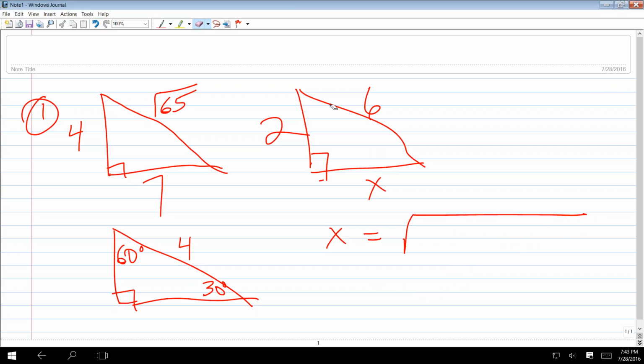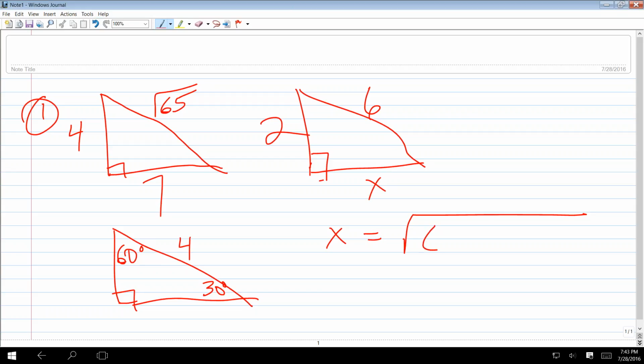In number 2, this one over here, what's X? And it always starts out square root of, even though it's the short side. Notice that this is not the hypotenuse that I'm solving for in number 2. X equals 32. Tell me what it is exactly.